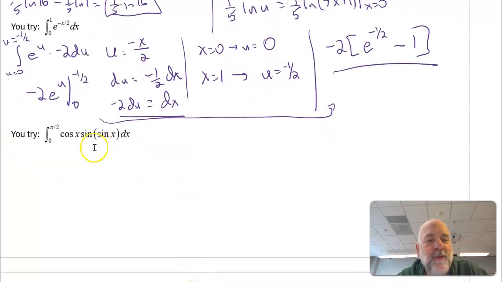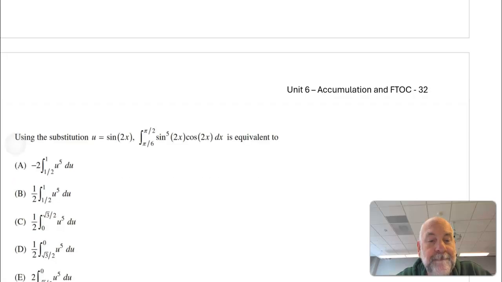This one was fine. This one's a little tricky. You make u equal to sine x, because then the du gives you the cosine, and that takes care of this. This is cosine x times sine of x. We're not going to do this one, but you can try it if you want to. I can put the answers up.